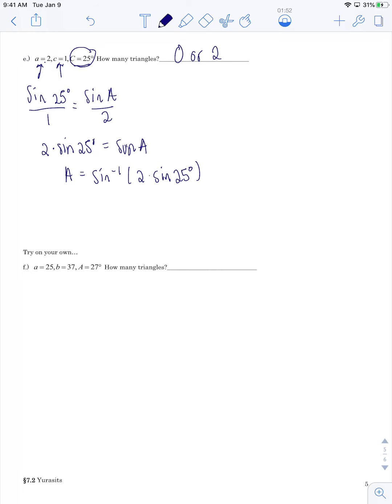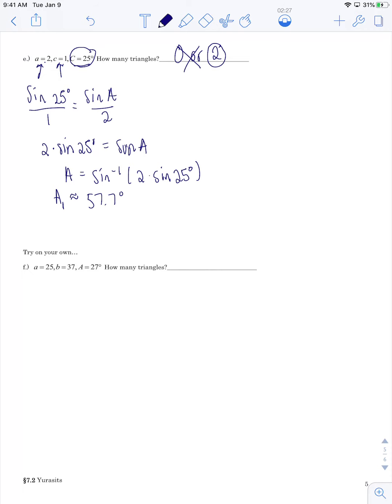So when I go on my calculator, I'm going to do inverse sine of 2 times sine of 25 degrees, and I end up getting A is approximately 57.7 degrees. Well, because my options were 0 or 2 and I actually got a value, I know it is two triangles. So now this is going to be A sub 1.